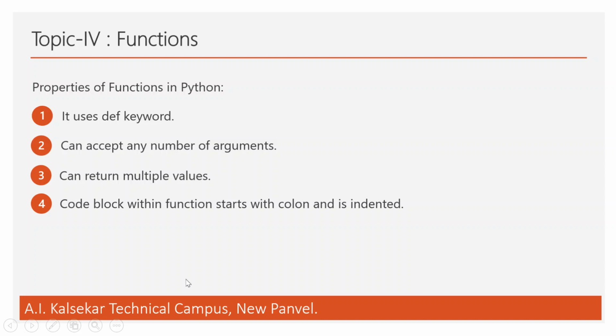So this is an additional thing, because generally a function in various programming languages like C, C++, and even in Java can return only one value, but in Python a function can return multiple values. Then the code block within a function starts with a colon and it is indented. So the block of a function is specified with the help of indentation. That also we'll see.